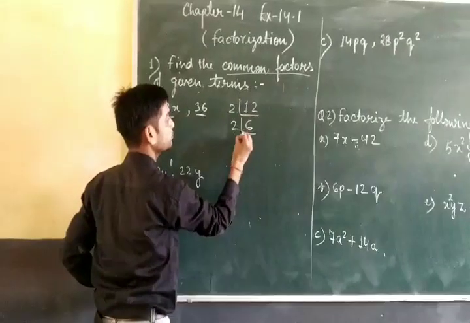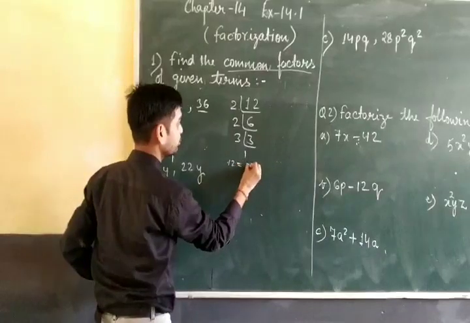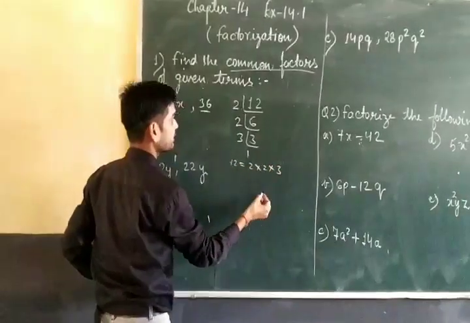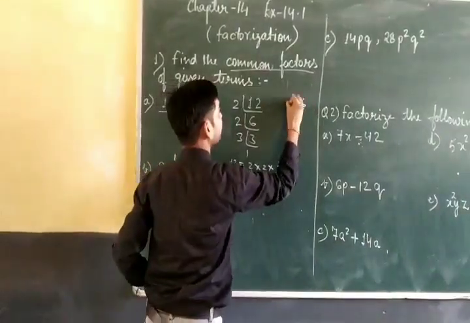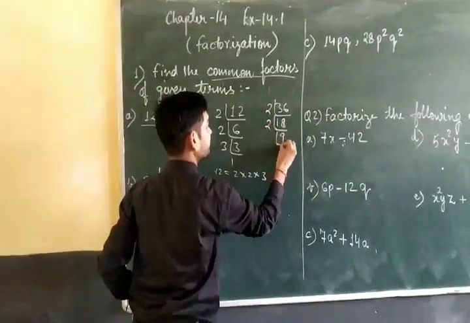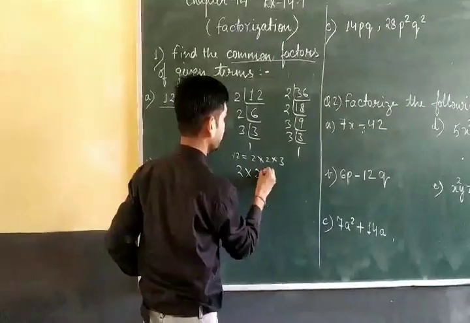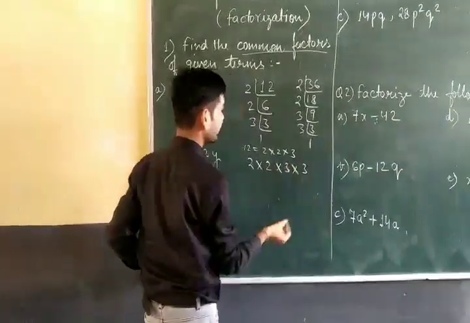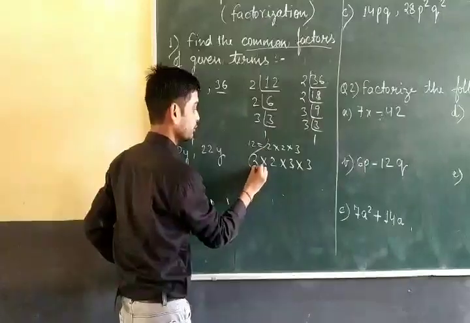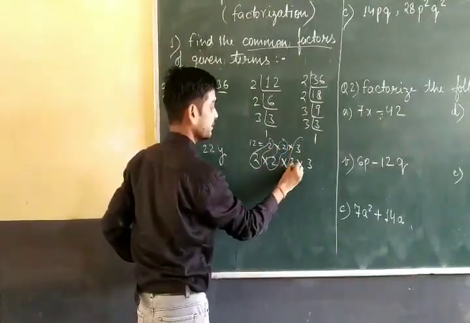12, 2 6s are 12, 2 3s are 6, 3 1s are 3. That means the factors of 12 are 2 into 2 into 3. Similarly, let's do the factors of 36. That means 2 into 2 into 3 into 3. Let's take the common. 2 is the common here. Then another 2 is the common here. Then 3 is the common here.